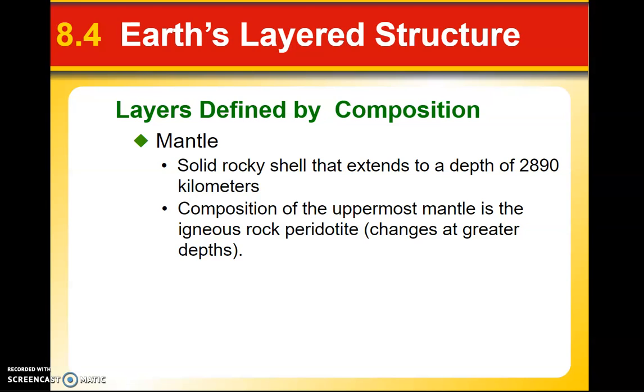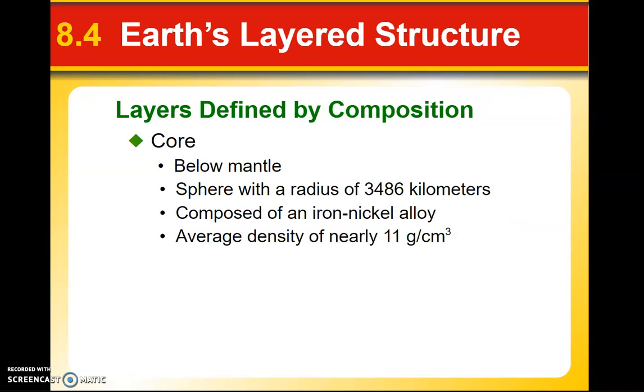The mantle is a solid rocky shell that extends to a depth of 2,890 kilometers. Its composition in the uppermost mantle is the igneous rock peridotite. As you go deeper, it can change. Below that lies the core. This is going to be a sphere with a radius of 3,486 kilometers. It's composed of an iron-nickel alloy. Its average density is nearly 11 grams per centimeter cubed, so that's extremely dense.